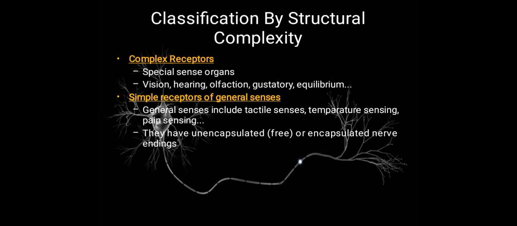And classification by structural complexity. In the sense, complex receptors are special sensory organs: vision, hearing, olfaction, gustatory, and equilibrium. Simple receptors are for general senses. General senses include tactile senses, temperature sensing, and pain sensing. They are unencapsulated free or encapsulated nerve endings.